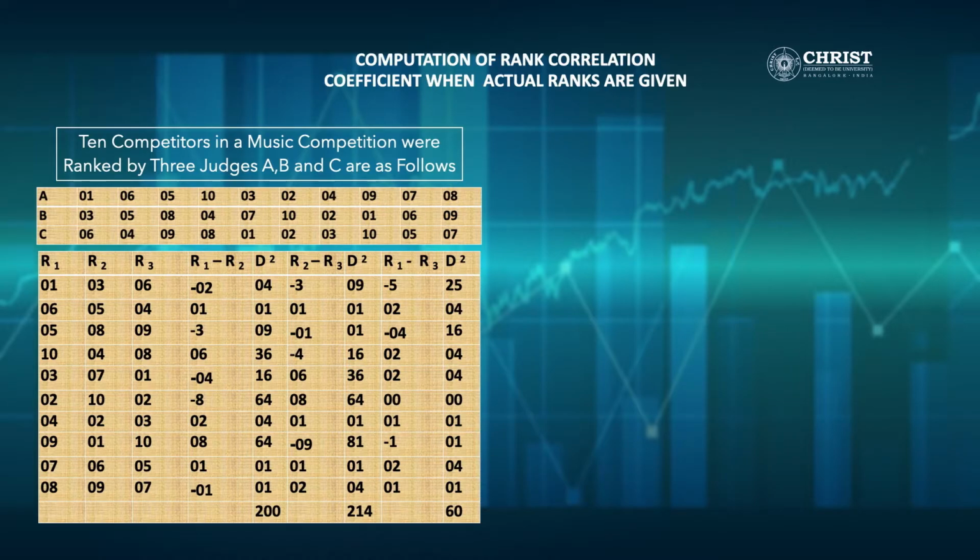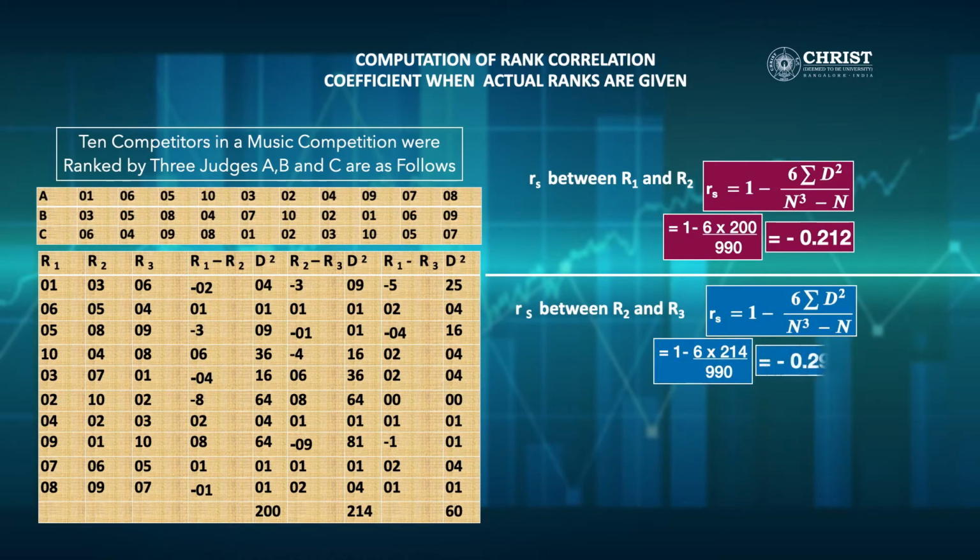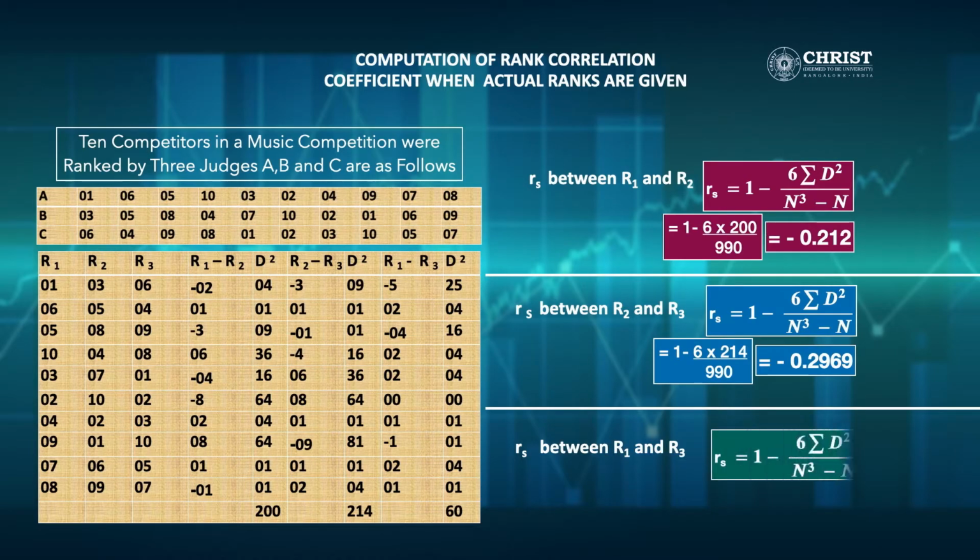Now you have to substitute the values in the equation. 3 correlation coefficient values we will get, that is the rank correlation coefficient. First set, it is minus 0.212. Second set is minus 0.2969. Third is plus 0.63636. That meaning first two sets it's negative correlation.